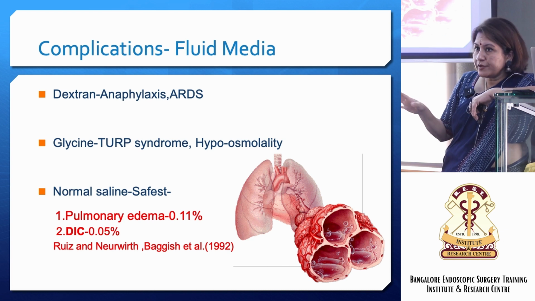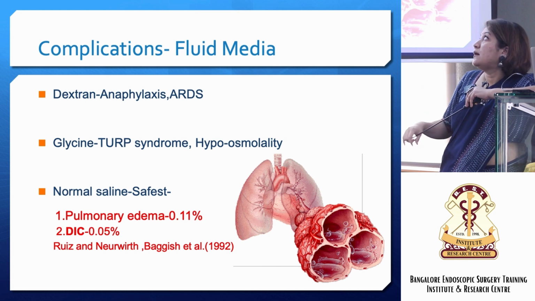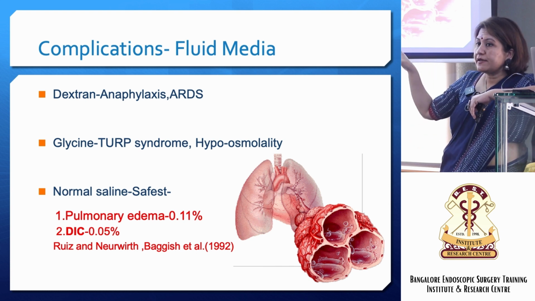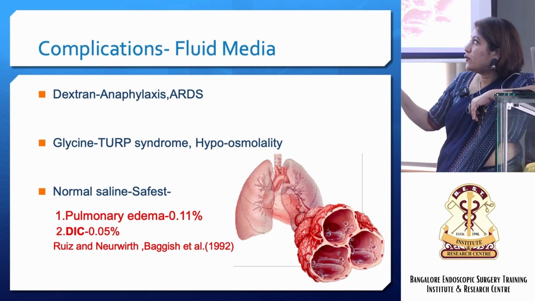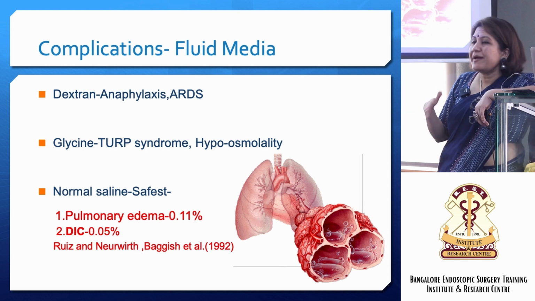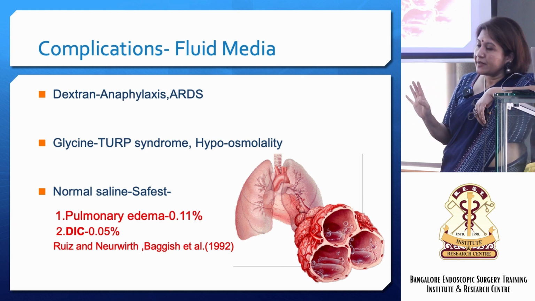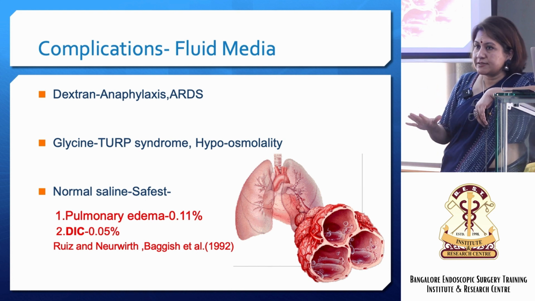Because it's hypoosmolar, when it gets into our blood system, it can cause what we call TURP or TCRE syndrome. The detail, I'll go through later. Let's focus only on the normal saline. Whenever there is overload because of normal saline, we know the maximum it causes is pulmonary edema, and pulmonary edema can be easily tackled with diuretics. So basically, we need to keep an eye on that.